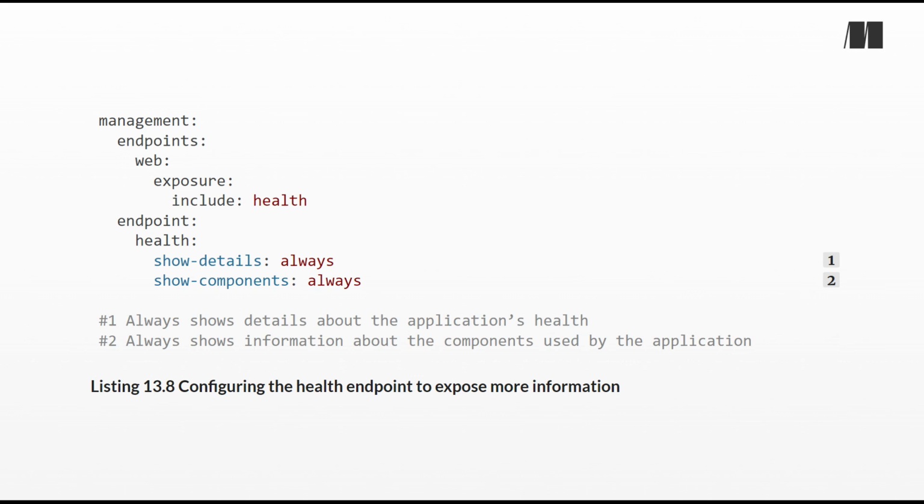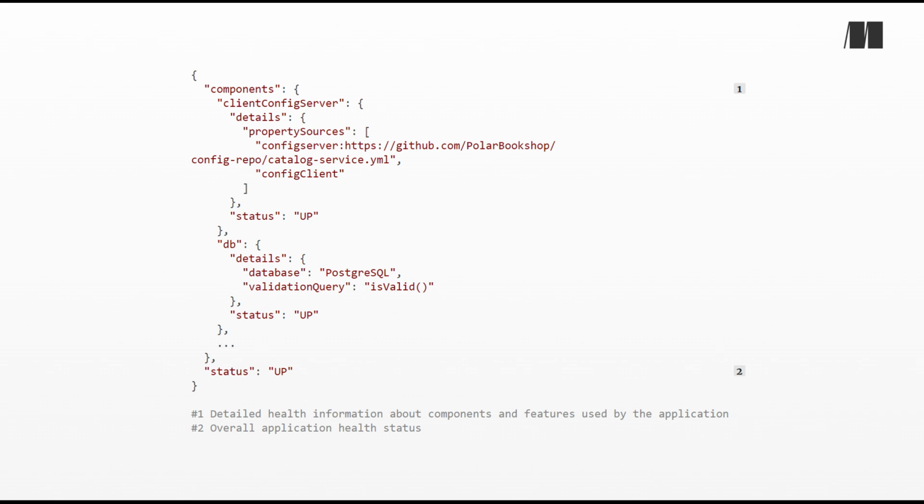When authorized. Since we're not protecting the actuator endpoints at the application level, let's make the extra information always available. Listing 13.8. Configuring the health endpoint to expose more information. Once again, rerun catalog service with ./gradlew bootRun and send an HTTP GET request to localhost:9001/actuator/health.